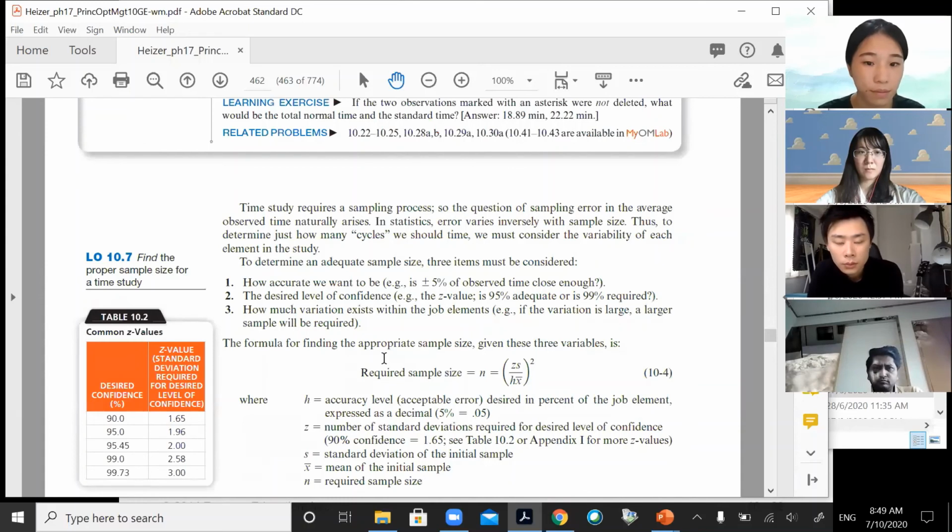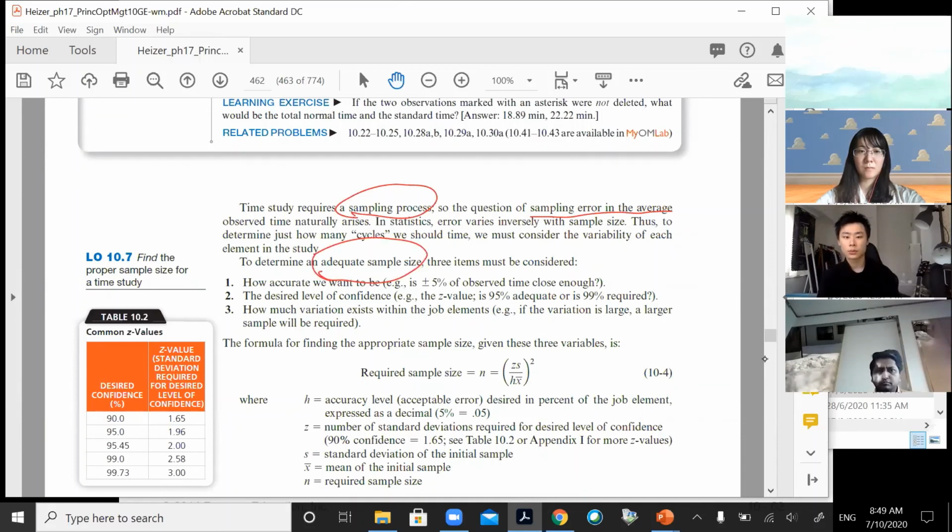Another important thing in time study is the sampling process. So how do you know that the sampling error is not too high? You want to know whether your sample size is adequate or not. Adequate sample size: have you taken enough samples? When you want to determine whether the sample size that you take is enough or not, for example, if we want only 5% error or 1% error, it depends.